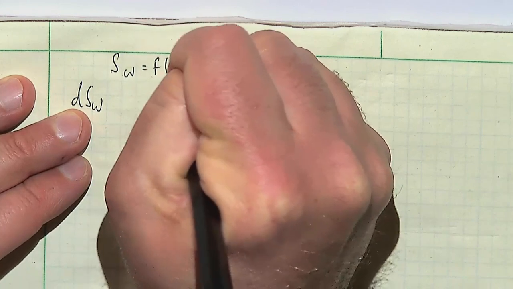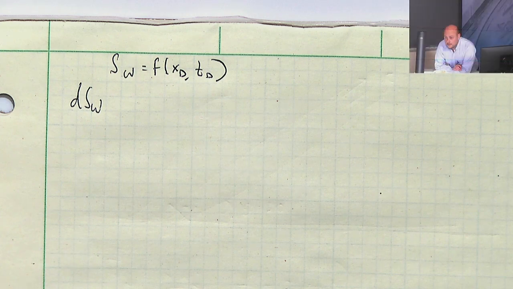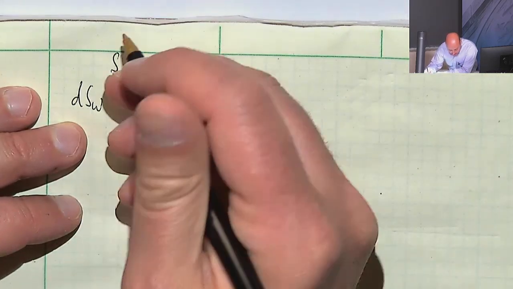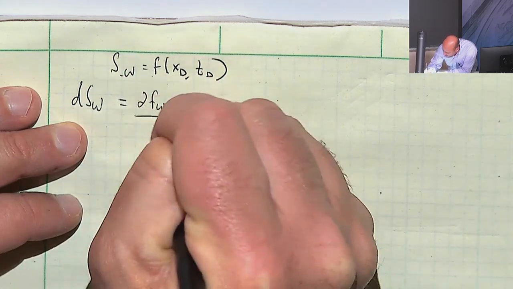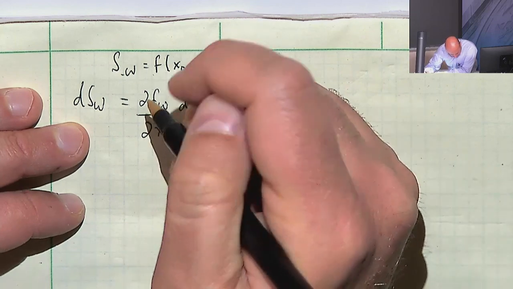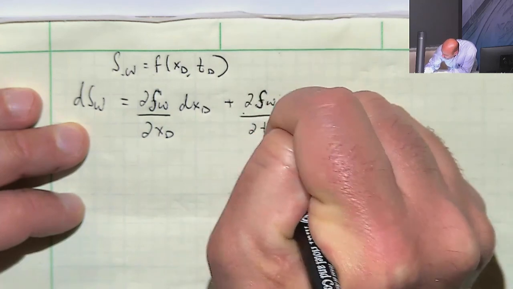Now remember, SW is a function of XD and TD. You have to remember a little bit of your calculus class here, and I'm almost positive this is something you would have learned in your thermo class. So who'd you guys take for thermo? Was it Dr. DiCarlo? I bet he did a lot with partials, right? Because things can be a function of both pressure and time. So if this is a function of both space and time, then dSW is really the partial derivative of SW with respect to XD, dXD, plus the partial of SW with respect to TD, dTD.